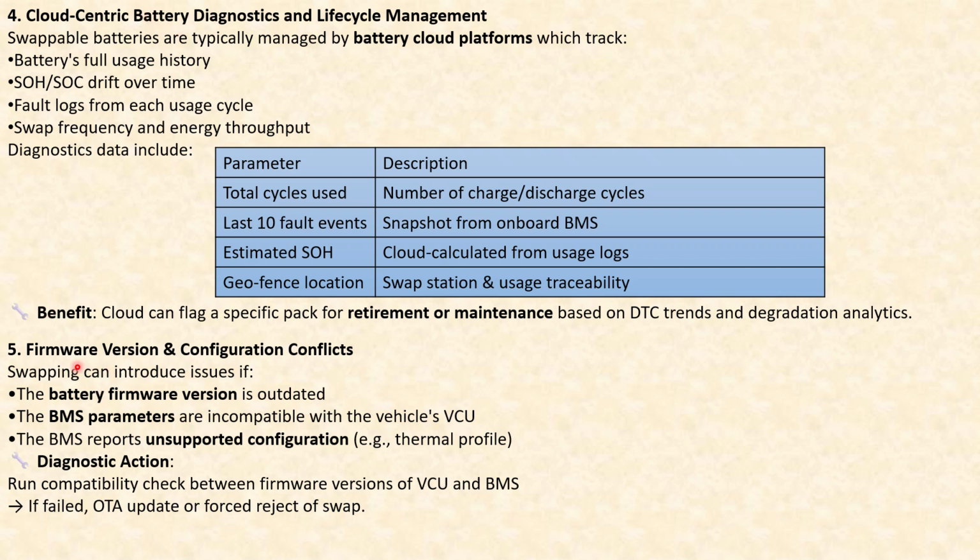Now let's talk about the firmware version and configuration conflicts. All right, swapping can introduce issues if the battery firmware version is outdated and the BMS parameters are incompatible with the vehicle's ECU. Now the BMS reports unsupported configuration, and the diagnostic action means run a compatibility check between firmware versions of VCU and BMS. If failed, OTA update or force reject or swap.